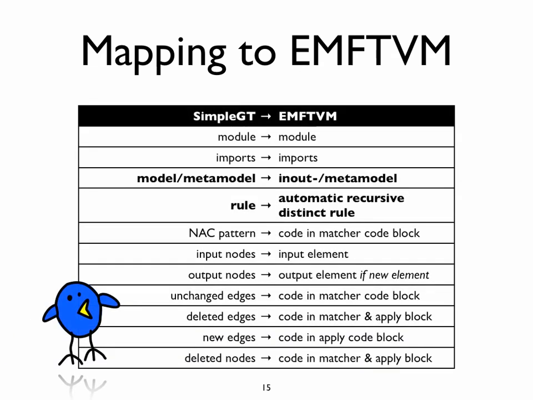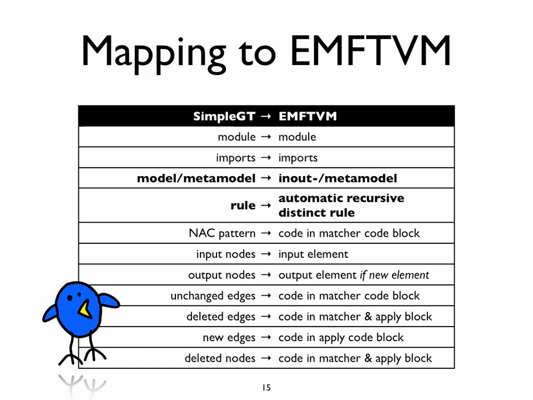Then our other language, that's our double push-out graph transformation language, simple GT. The key constructs there are simply a model, because we're going to do in-place rewriting on that model, and a rule. And what we mean by rule is actually more specified if we translate it to the bytecode format. It's an automatic, recursive, distinct rule.